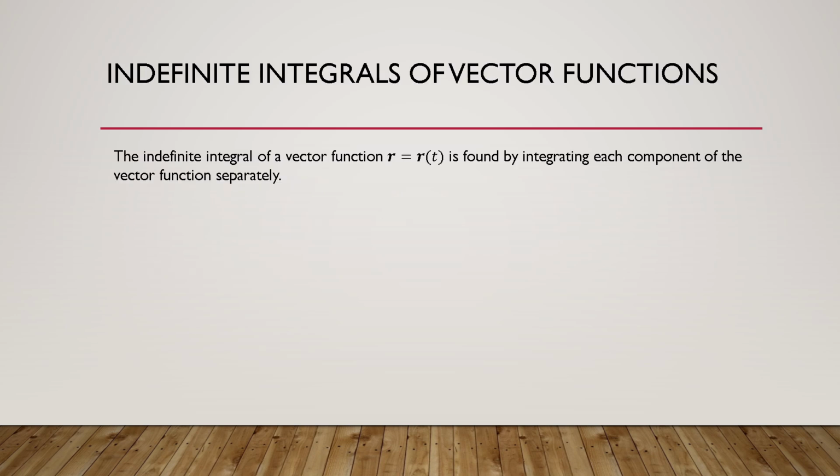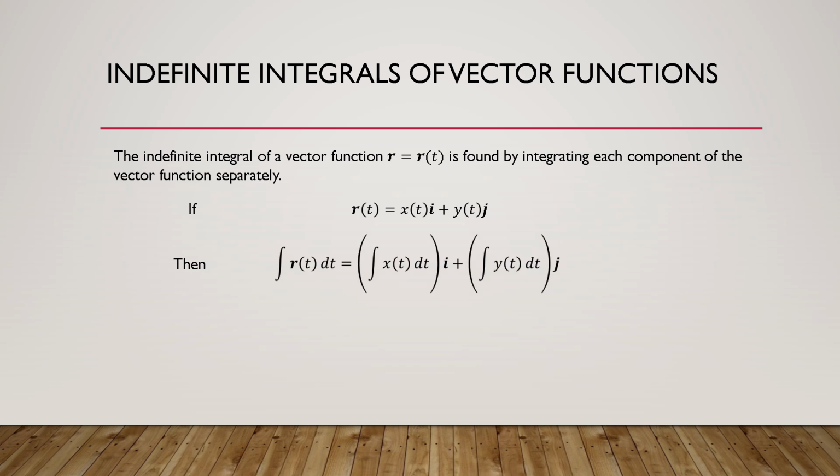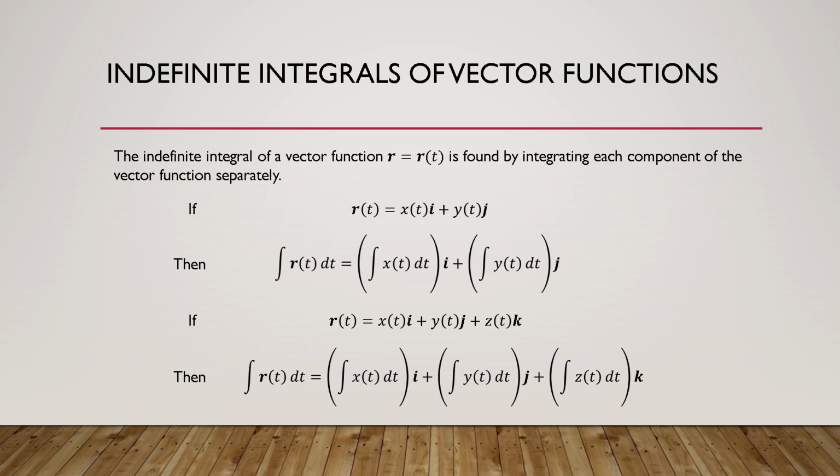The indefinite integral of a vector function r equals r of t is found by integrating each component of the vector function separately. If r of t is a vector in a plane, and r of t equals x of t i plus y of t j, then the integral of r of t dt equals the integral of x of t dt i plus the integral of y of t dt j. If r of t is a vector in space and equals x of t i plus y of t j plus z of t k, then the integral of r of t dt equals the integral of x of t dt i plus the integral of y of t dt j plus the integral of z of t dt k.